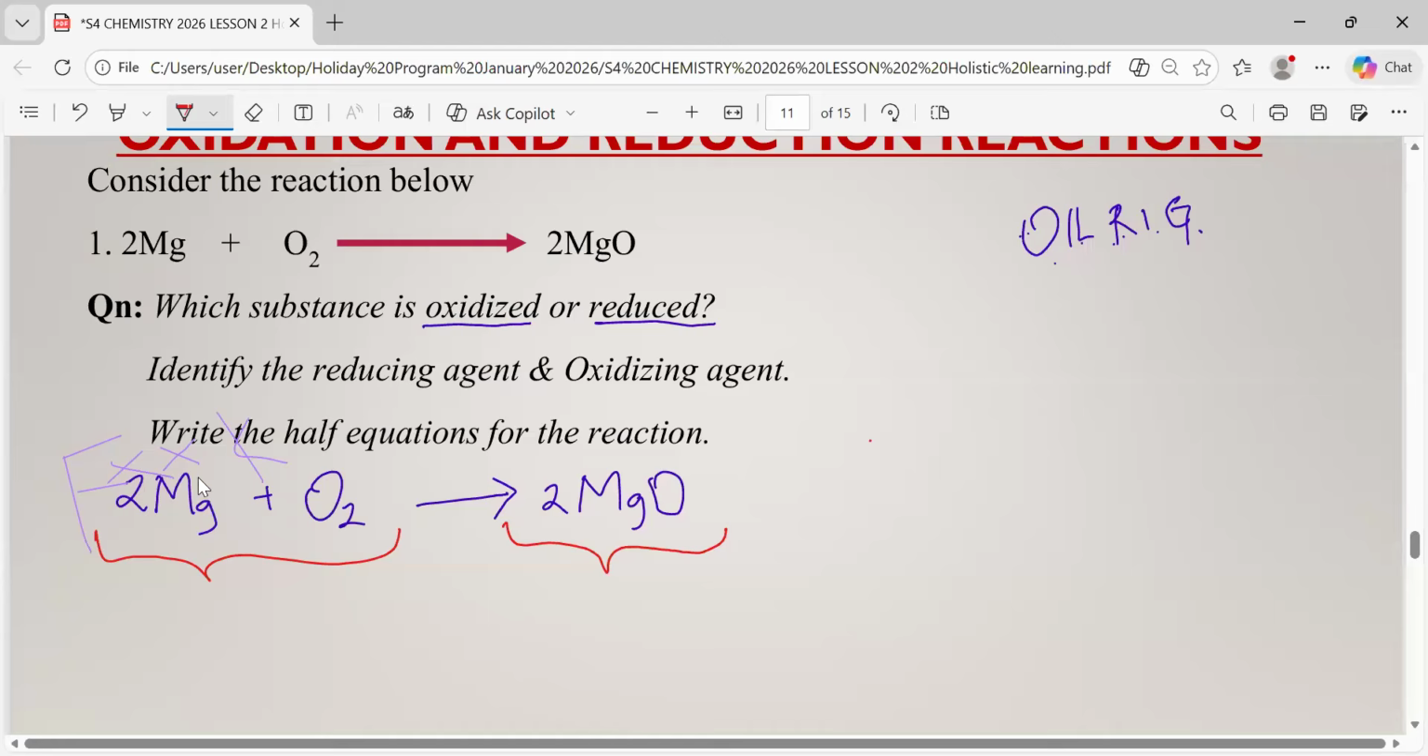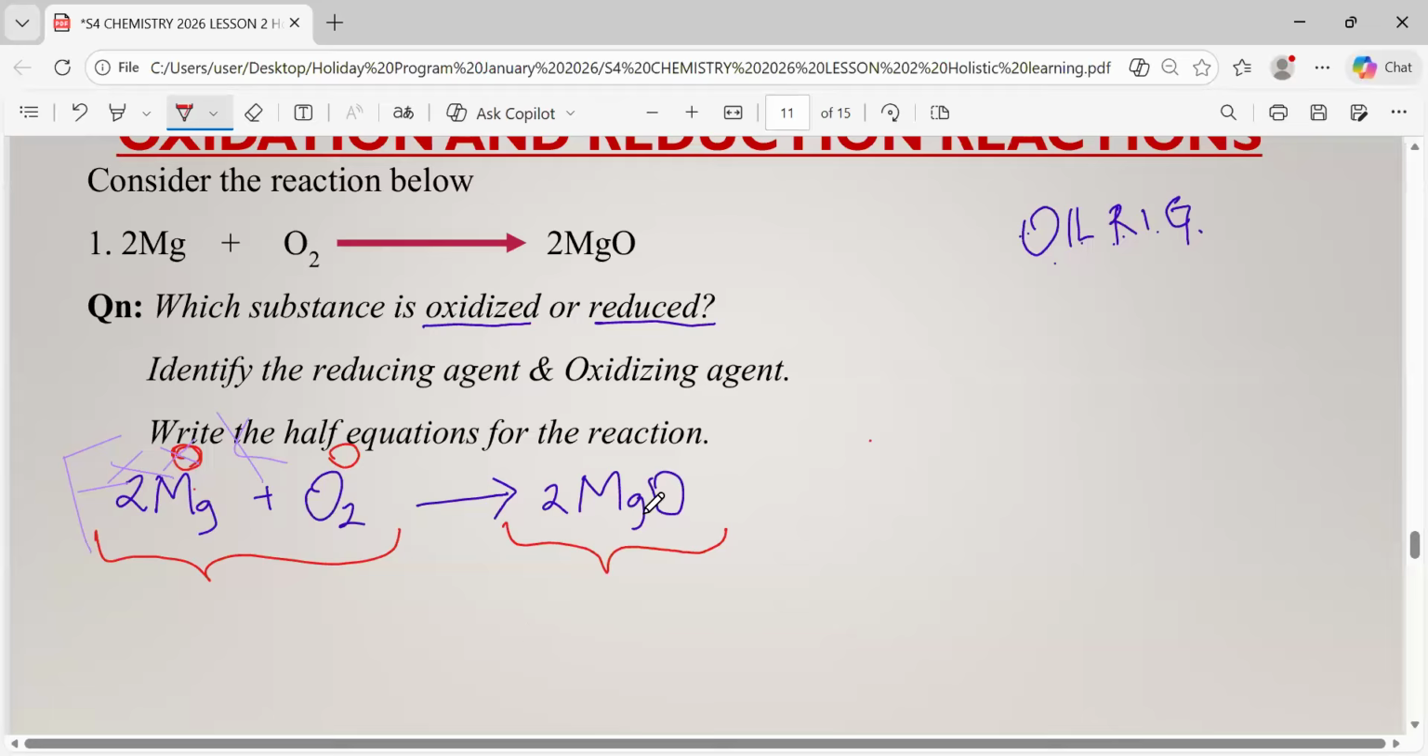Now let's look at magnesium. The oxidation state of magnesium is what? You recall, they say that for free elements, the oxidation state is 0, which means the oxidation state of magnesium here is 0. I'm going to be writing the oxidation states on top. Oxygen. What is the oxidation state of oxygen here? Because it is not combined with anything, its oxidation state also remains as 0. Let me hope it is becoming clear.